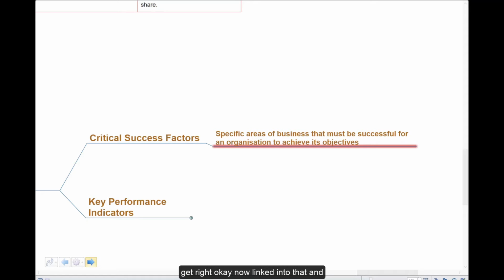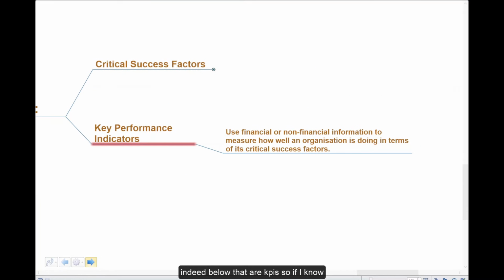Now, linked into that, and indeed below that, are KPIs. So if I know the things that I need to get right to be successful, to achieve my objectives, let's break it down further. Let's go to key performance indicators. Let's drill down further. Here, we're talking about financial or possibly non-financial information or metrics to measure how well an organization is doing in relation to its CSFs.